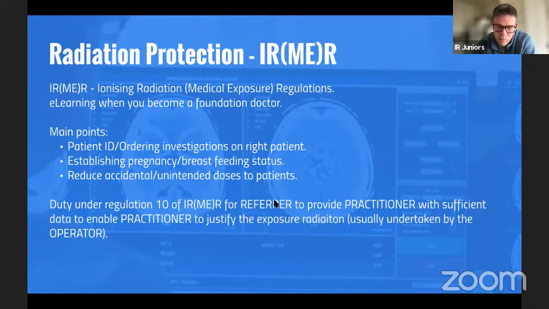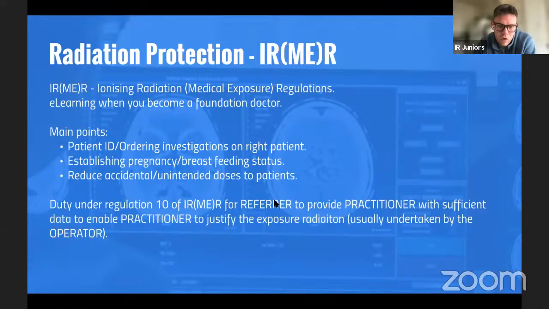Pregnancy status, particularly because the fetus is at a higher risk of DNA damage from exposure to ionizing radiation, and breastfeeding status, particularly important for nuclear medicine scans. You also want to reduce any accidental or unintended doses to patients, as it says there.